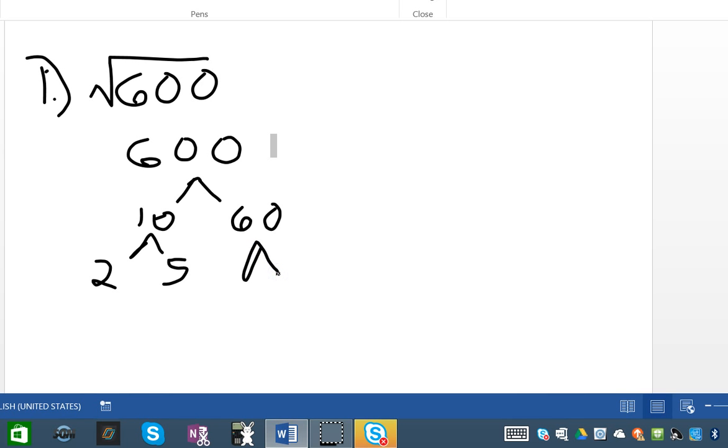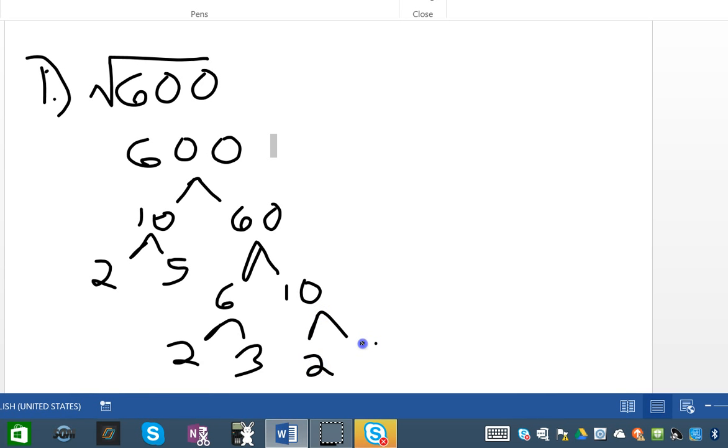All right, now let's find the factors for 60. I can use 6 and 10. 6 times 10 is 60. 6, 2 times 3 is 6. And I stop there. I can't go any further. Let's look at 10. 2 times 5 is 10. And again, that's it. Those are my factors.